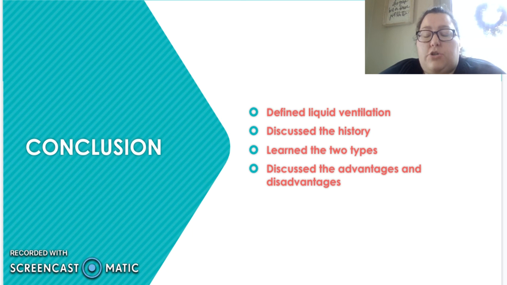PLV uses a traditional ventilator, and we also discussed the advantages and the disadvantages. Ultimately, just remember that this is still experimental. It's not used very much, it's not used very often, and they are still doing studies on it, and I think in the future we may see a little bit more about it.